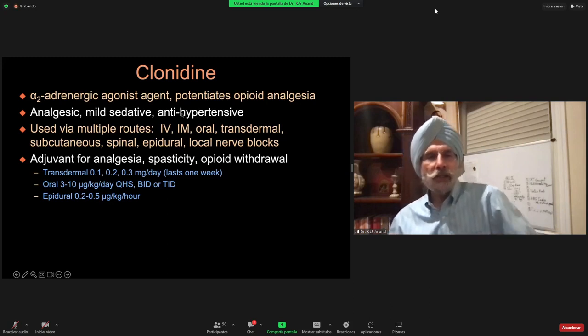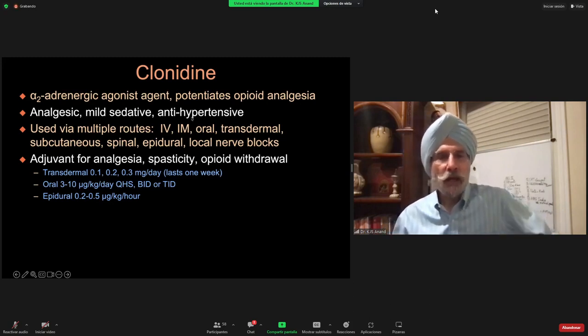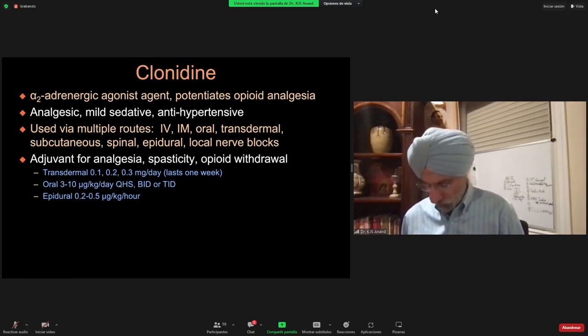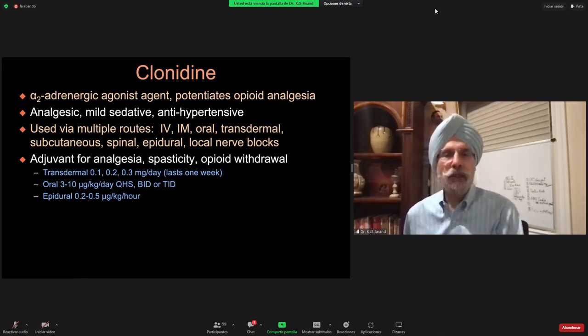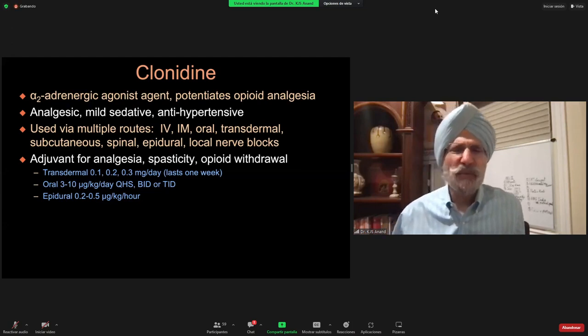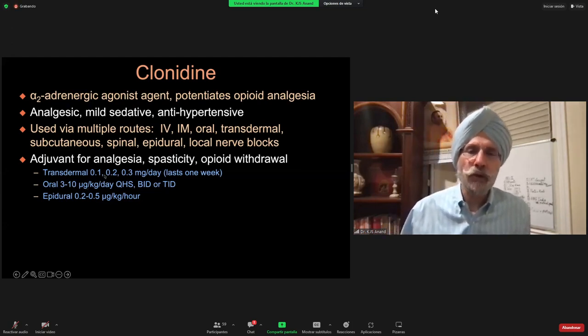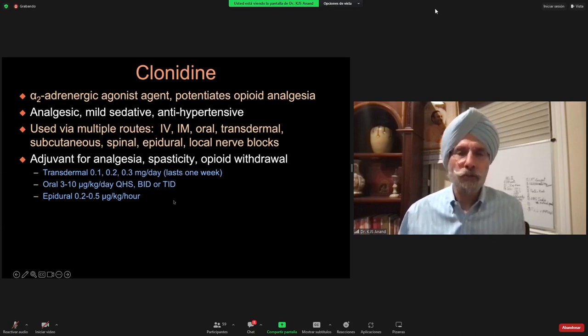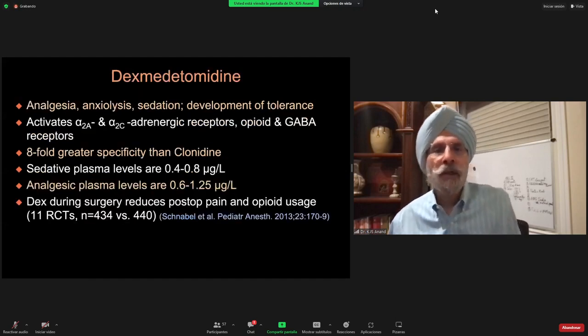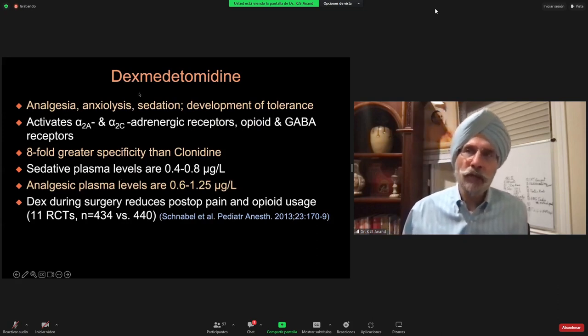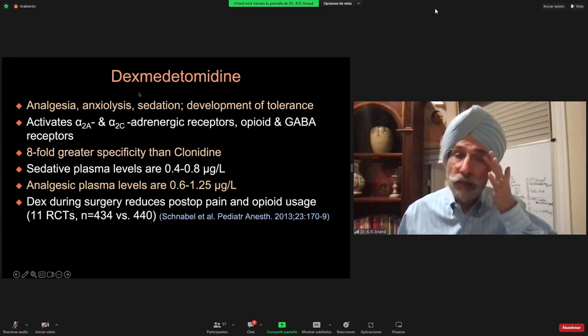It's an analgesic. It's also used commonly as an antihypertensive. It's very versatile, can be given through many different routes, and it's usually an adjuvant for analgesia. It can also be given for opiate withdrawal and for spasticity in babies with cerebral palsy. There are several studies that have used clonidine. However, some of the hemodynamic effects can be a limitation.